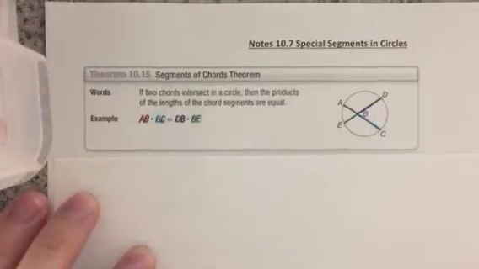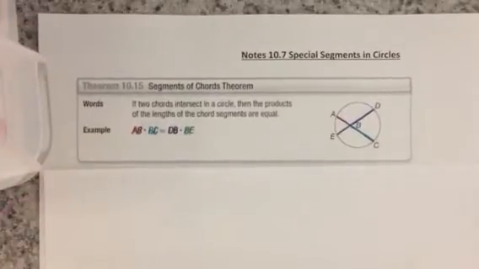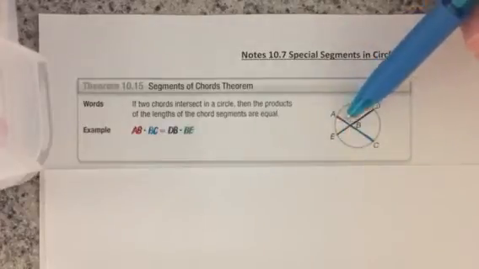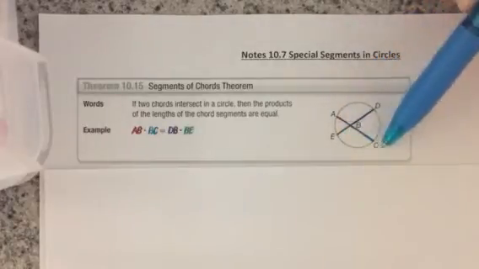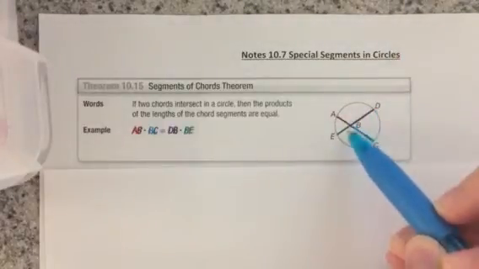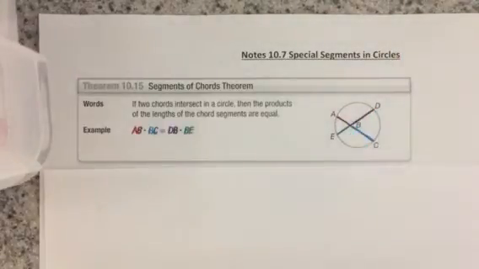So let's read this together. It says, if two chords intersect in a circle, then the products of the lengths of the chord segments are equal. All right, so I color coordinated this. You can do the same. What it's saying is if you've got two chords intersecting, then this part AB times this part BC is equal to this part DB times this part BE. Pretty simple.